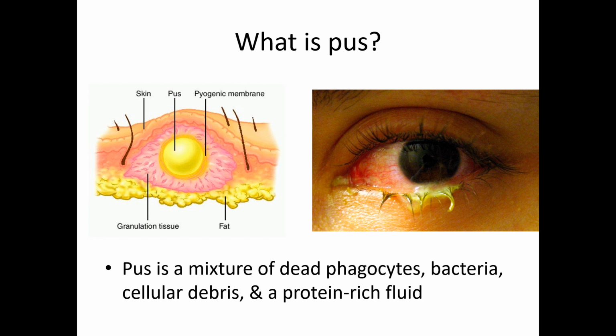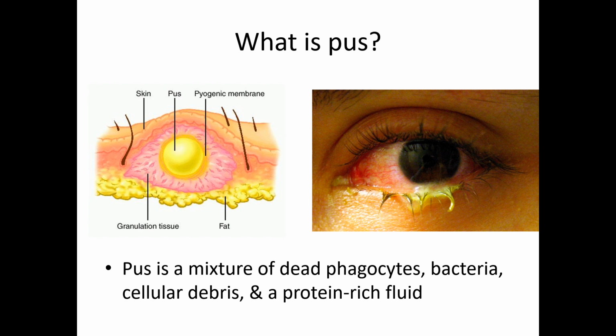Probably all of us have had pus at some point, maybe not in our eye, but from a cut, for example, that gets infected, or a pimple, you know. What is pus? So pus is a mixture of phagocytes that have eaten all they can eat and they've died, they've reached the end of their life, bacteria that most are probably dead, cellular debris, so parts of damaged or killed cells, and this fluid that contains a lot of protein in it. So all this stuff is pus, the sign of infection, or an infection that is being cleared, hopefully.